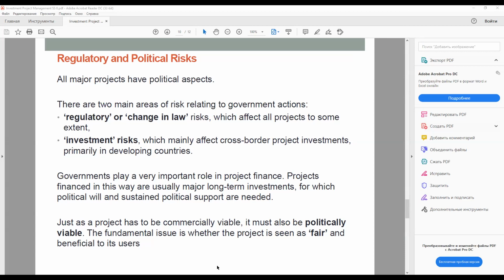Similarly, if there is no consensus on the benefit of the project, this gives rise to problems such as the willingness to pay issue for toll roads, which quickly become very political and can lead to the contracting authority putting pressure on the project company not to charge the full tolls to which it is entitled.